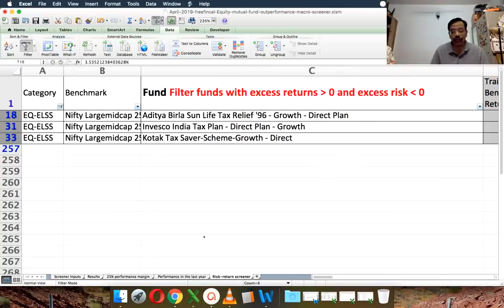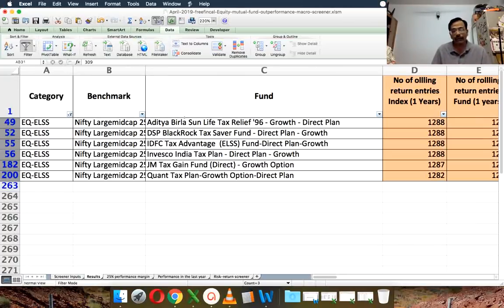So I will not worry about Kotak's Tax Saver because its performance has not been consistent. At least these 2 funds are good. But I can choose among any of them because this is a much more rigorous way of screening. I can choose among any of them if you are interested in good downside protection and return consistency.